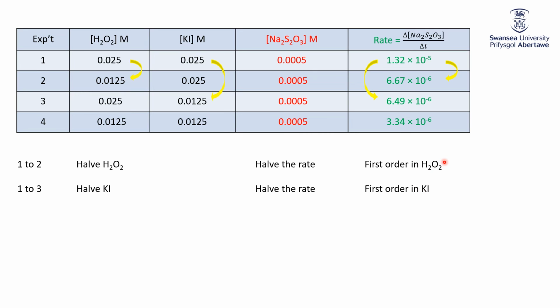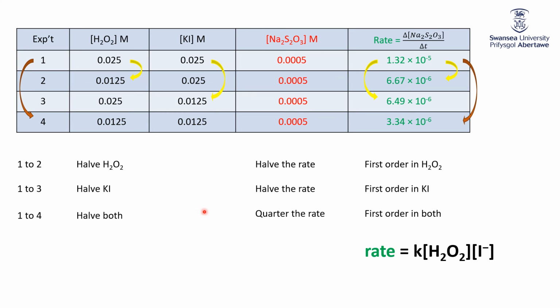Now that would be enough to finish with, but we did do experiment number 4, in which, as I said previously, you could think of going from 2 to 4, keeping the peroxide the same, halving the KI, or going from 3 to 4, keeping the iodide the same, halving the peroxide, or as I'm going to do here, overall from 1 to 4, you've halved both of them. If you halve one and you halve the other, what you would expect to happen to the rate is a half of a half, which is a quarter. And indeed, that's exactly what happens. 3.34 times 10 to the minus 6 is a quarter of 1.32 times 10 to the minus 5. So that is in agreement with first order in both.